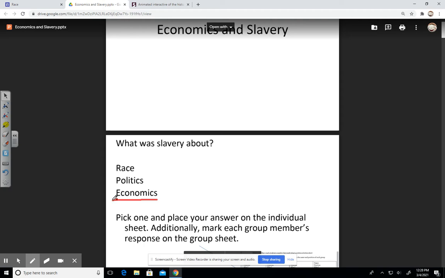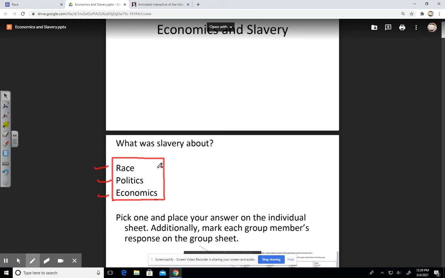And so we are going to be addressing these three key causes here, and I'm going to ask students to pick. So the first task we want to do is figure out what was slavery about. Are you going to say that it was all about race, politics, or economics? And keep in mind, each of these three issues will be addressed in great detail so we could come to some understanding as to why the institution of slavery lasted so long in the United States and how that leads to segregation and other discriminatory acts directed towards African Americans in the United States.